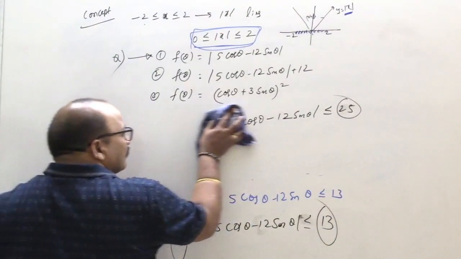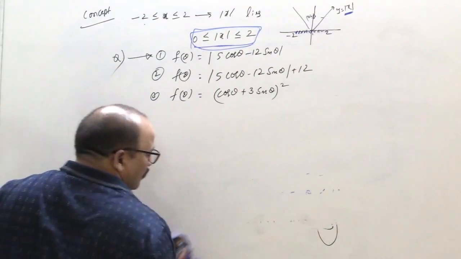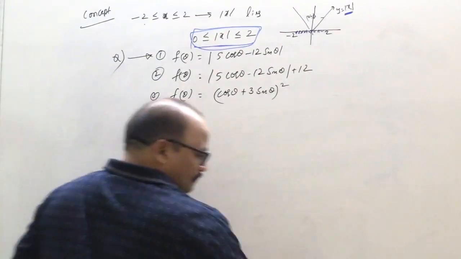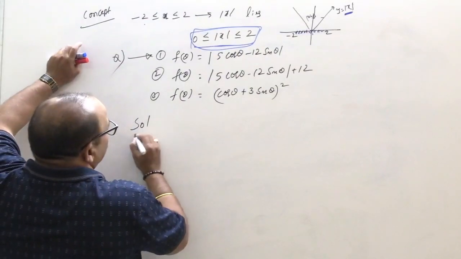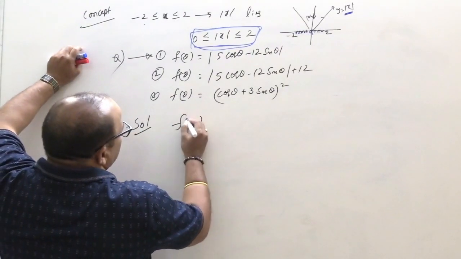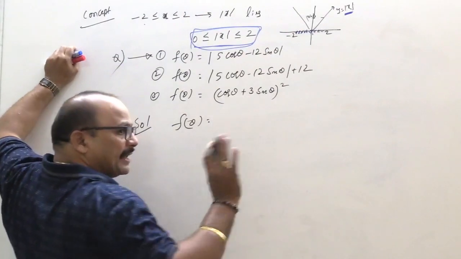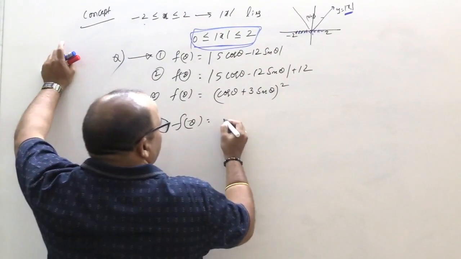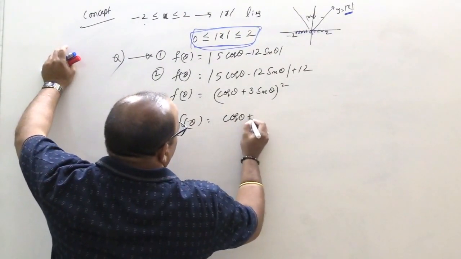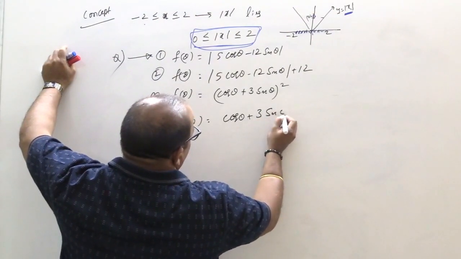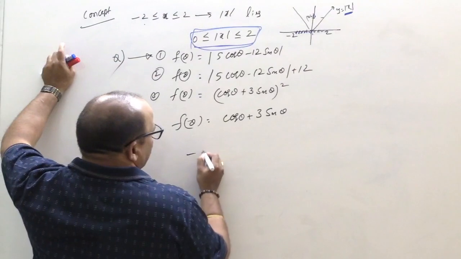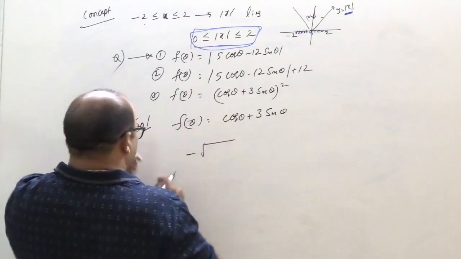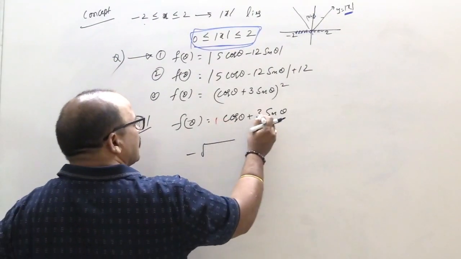Third problem I am doing. Third problem solution. F of theta is equal to, don't expand. First of all, cos theta plus 3 sin theta calculation. What is the maximum value? Root over a square plus b square. A is nothing but 1, B is 3, 9 plus 1 is 10.